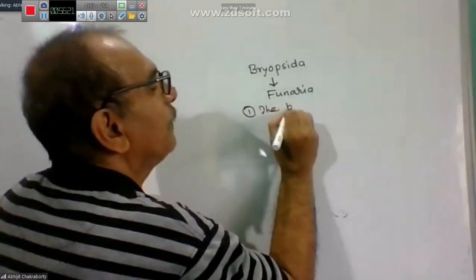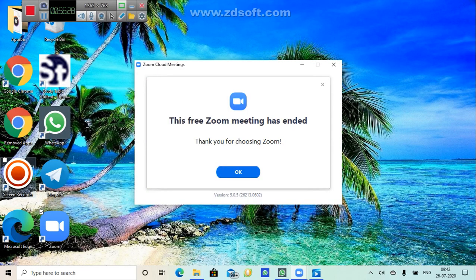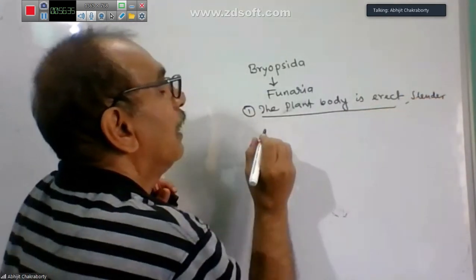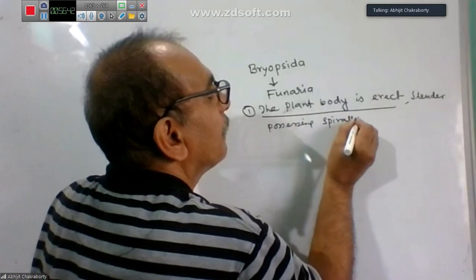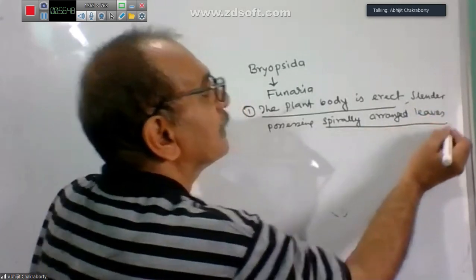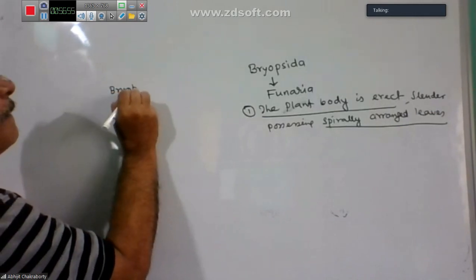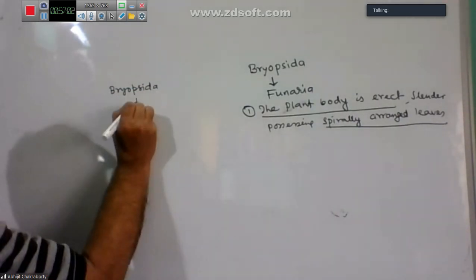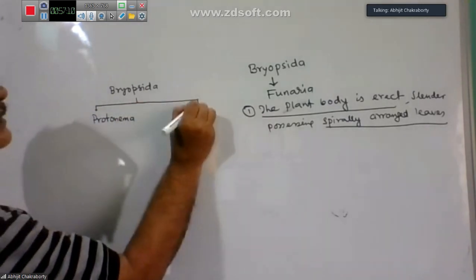The plant body is slender and possesses spirally arranged leaves. So leaves are spirally arranged. Basically in Bryopsida, if you go through its life cycle, you will get two stages. One is protonema, the other is the leafy stage.